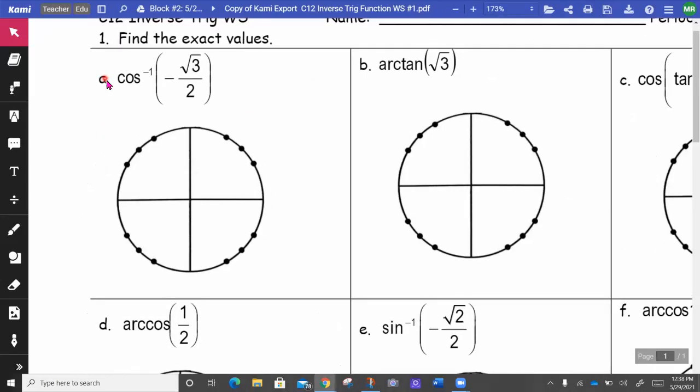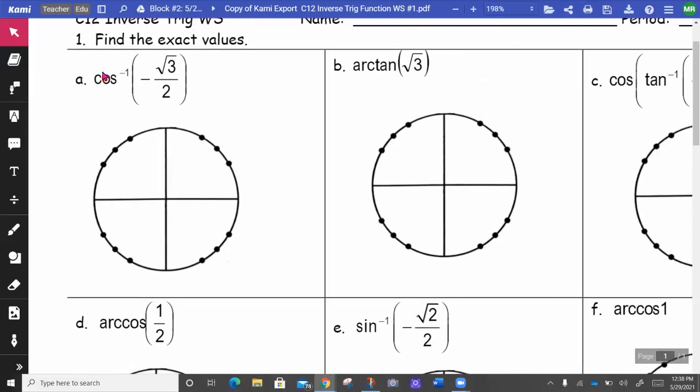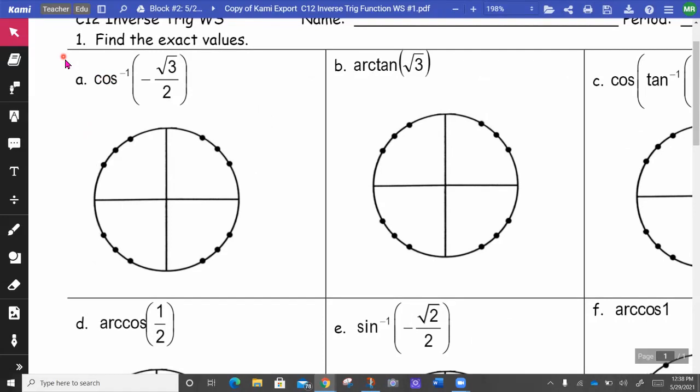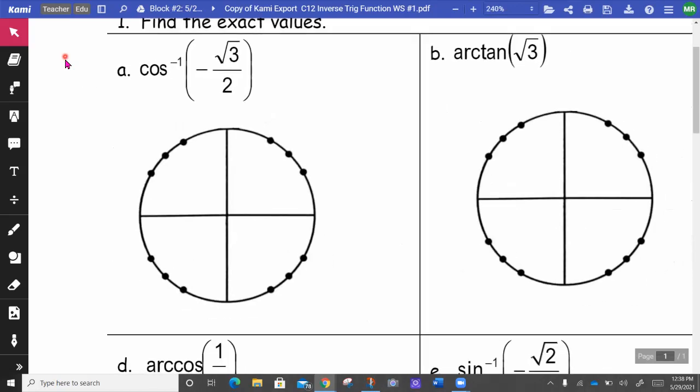So this is kind of the worksheet that we were practicing trying some of these. It's not something I'm assigning, but it might help clarify some of this information for you guys. So I am going to be running through it with you guys.